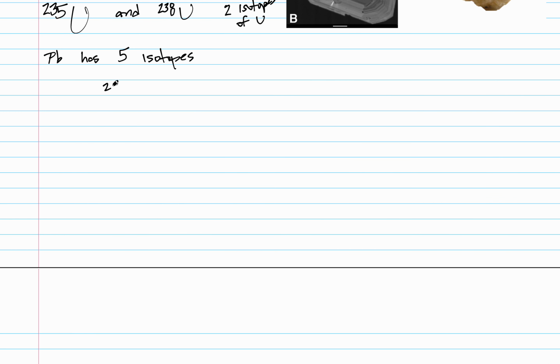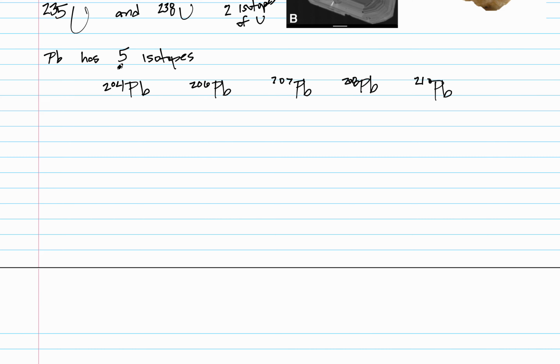And so there is lead-204, there is lead-206, there is lead-207, there is lead-208, and there's also lead-210. And they occur in different abundances.